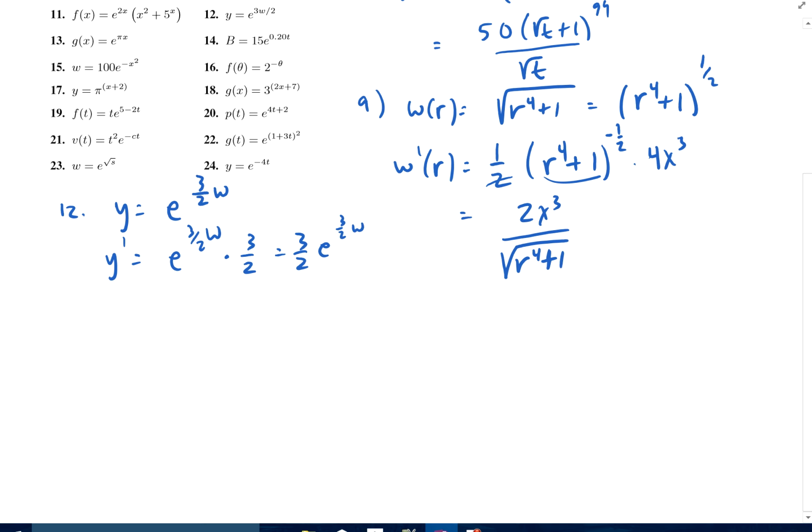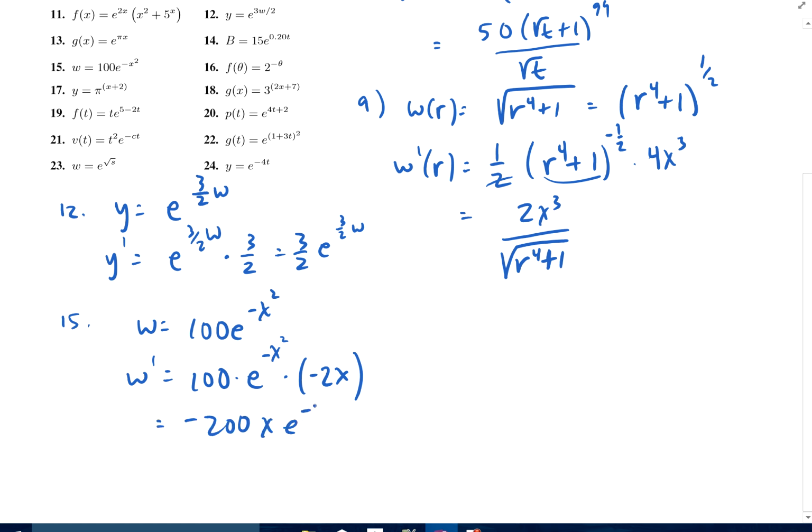Let's see, 15. w is 100 e to the negative x squared. w prime is 100, the constant stays out front, e to the negative x squared. The derivative of e to something is e to something, and the chain rule is times the derivative of the inside, which is negative 2x. Okay, so that becomes negative 200x e to the negative x squared.